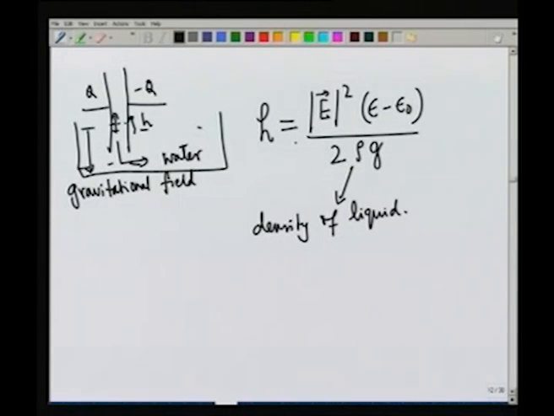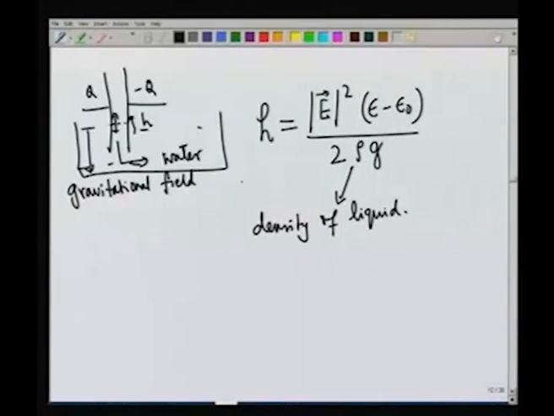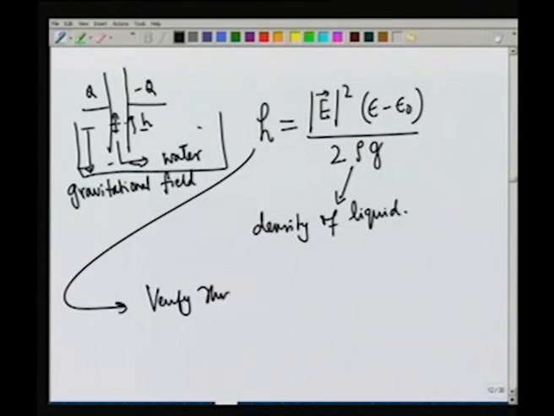This E is the field which is produced in the absence of the dielectric medium. Since the height is very, very small, E is practically unchanged. So please take that as a problem. So verify this expression. So this is your problem. Neat example.